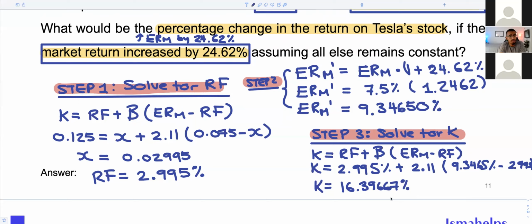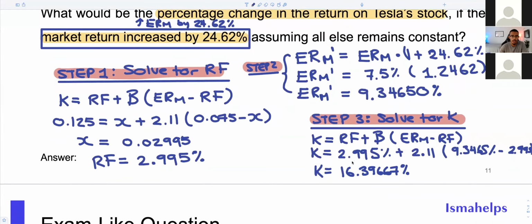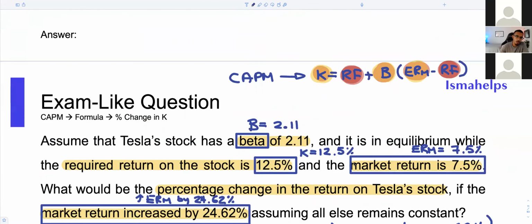Now let me ask y'all this. Is the question over? Are we done? Did we find our answer? Yes or no? Where are we at? We did not. Because now we need to find the percentage change in the return on Tesla stock. How do you do that? Very easy stuff. I'll write it at the top, okay?